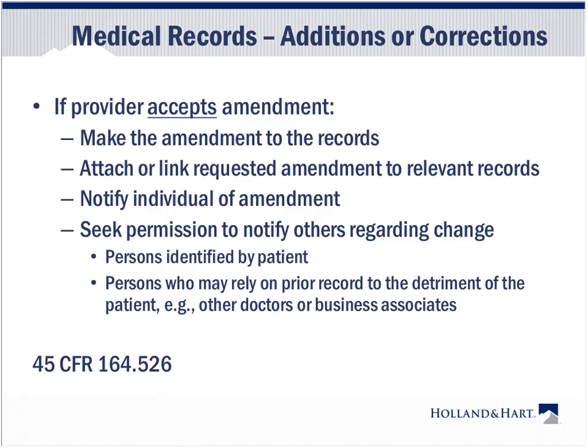If the provider accepts the amendment, the patient requests it in writing, and we realize that, yes, we needed to make that amendment, then we need to make the amendment to the record. We need to attach or link the requested amendment to the relevant records so that it's there with the other record that needed to be changed. We need to notify the individual of the amendment, and we need to seek permission to notify others regarding the change. Who else would need to know that this record was amended? The patient might identify some persons, or maybe persons who rely on the prior record to the detriment of the patient, so other doctors or business associates.